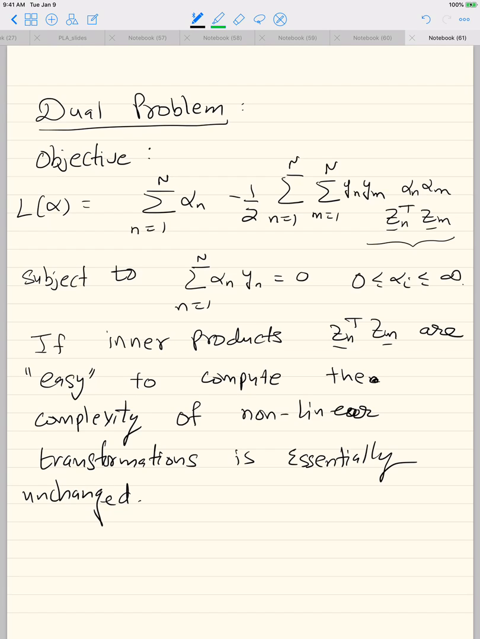So this is attractive because it allows us, if there is an easy way to compute inner products, to go to very high dimensional spaces and apply the support vector machine method in high dimensional spaces. So one way that allows us to do easy computation of the inner products is something called a kernel method.